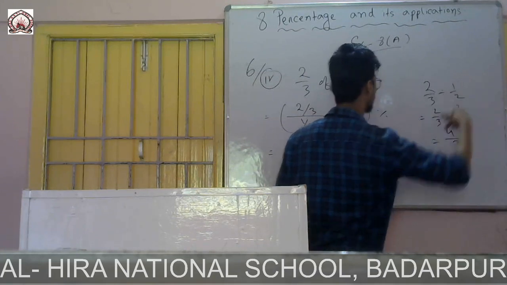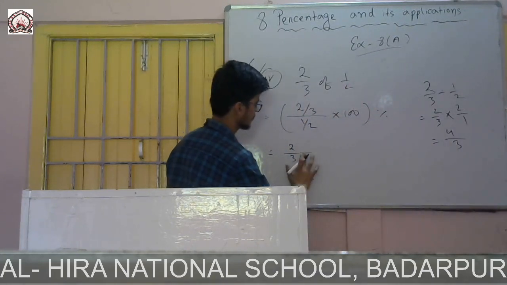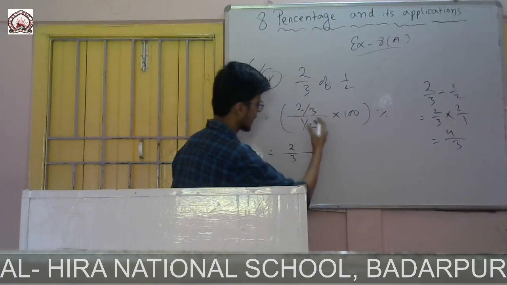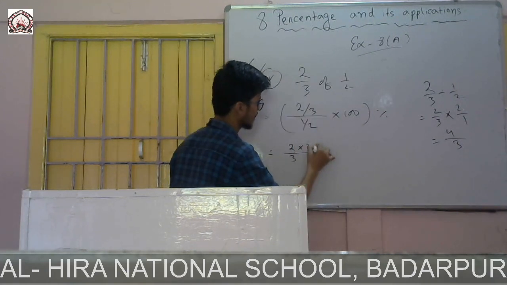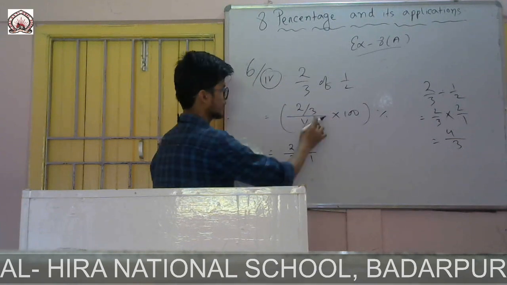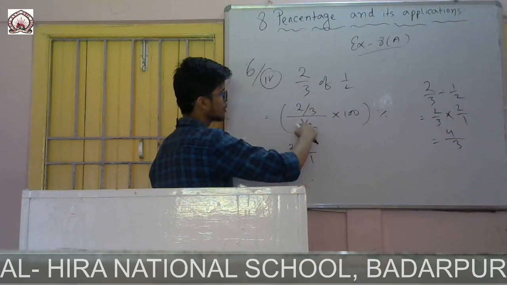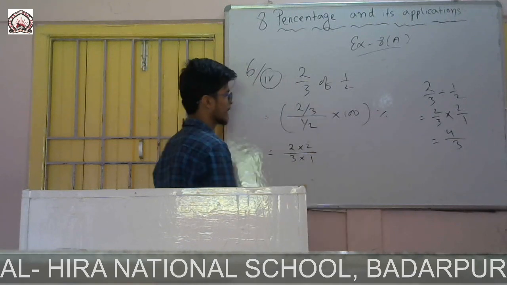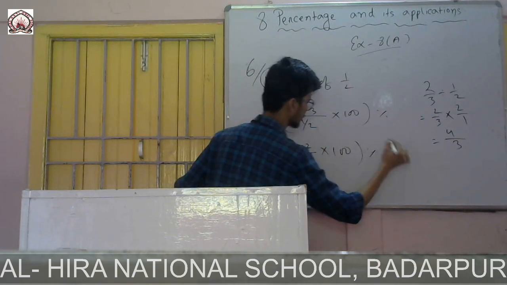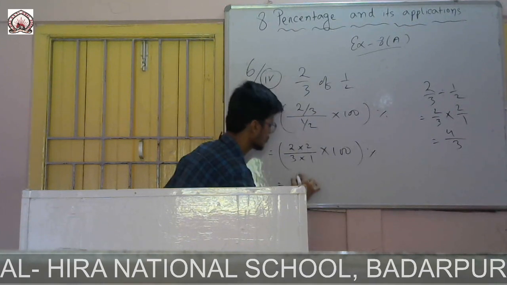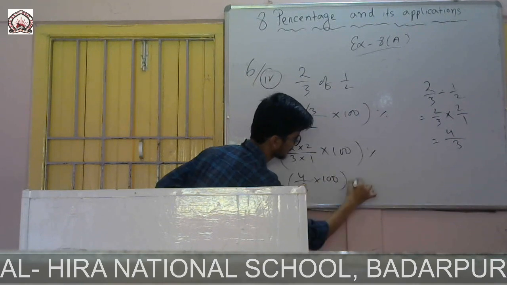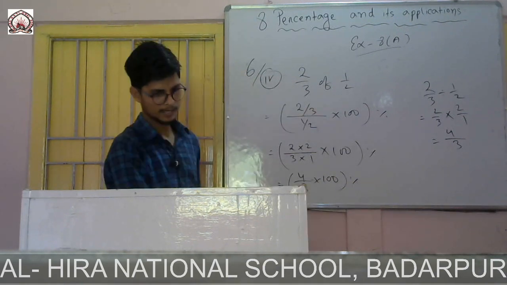So what I wrote, simply reverse this one. If you want to write like this, you can write, or simply directly I am doing the reverse of this one. There it will be 2, and there will be 1. You just write the reciprocal of this one. 1 will be in denominator and 2 will be in numerator, and into 100, percentage sign will be there. So now 2 2s are 4, and there 3 into 100. 4 by 3 into 100.